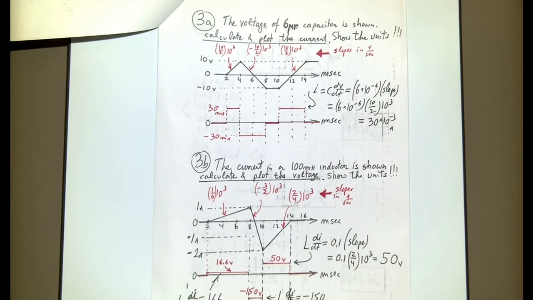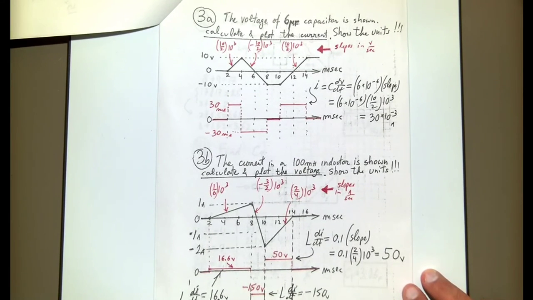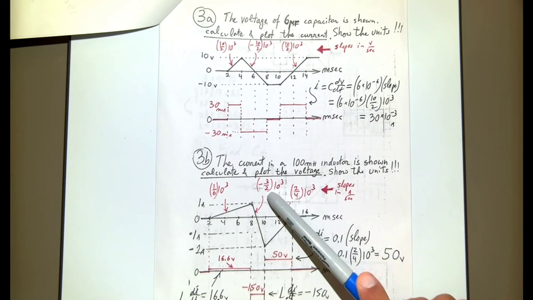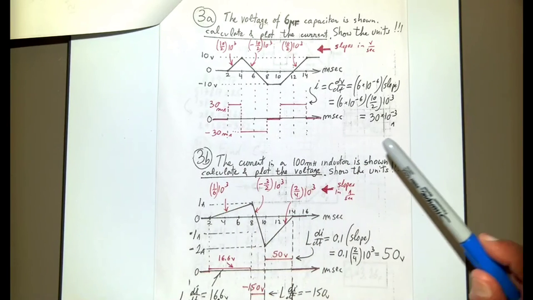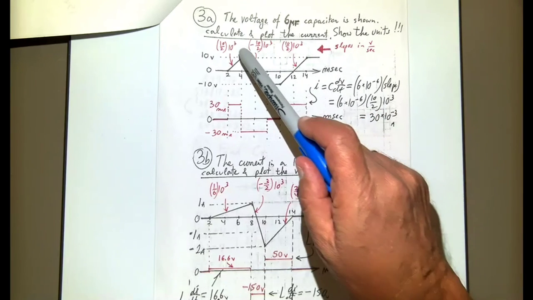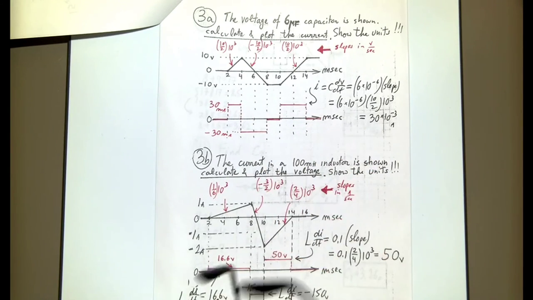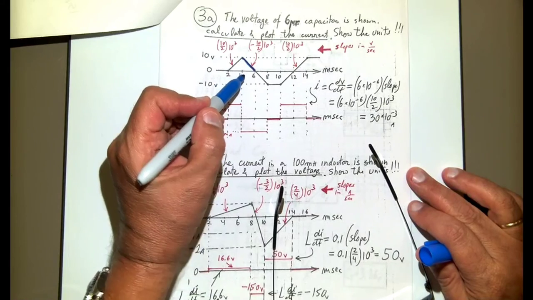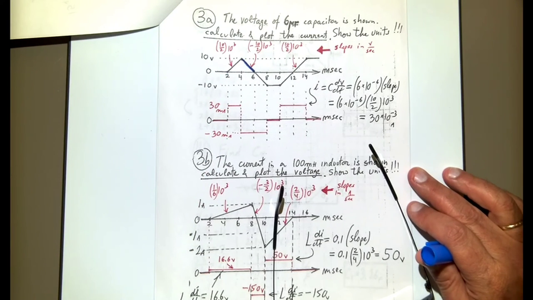Yes? Where are we talking about? Why 3 over 2? 3A. The slope is from 2 to 4, and then you take 10 over 2. If you look at this, from here to here, you have 20 volts, right? Let's look at this part only. This difference is 10. This difference is 2. So the ratio is 10 over 2, but with a negative sign because it's a negative slope.